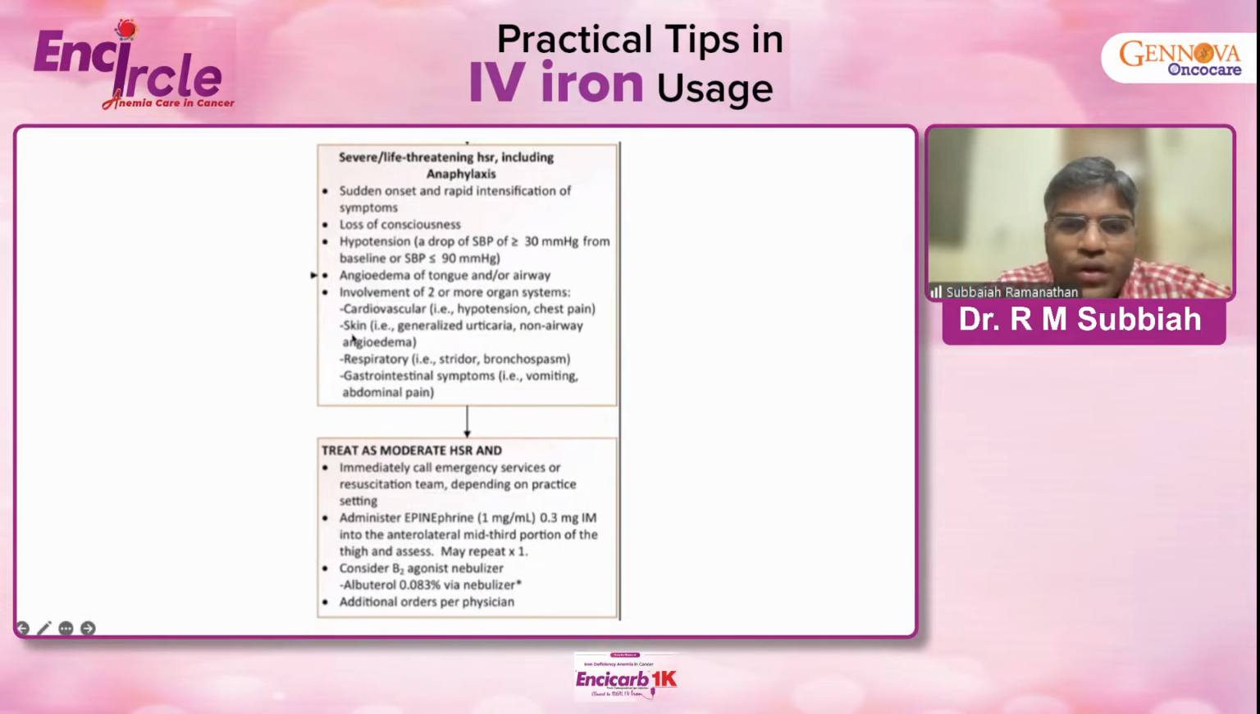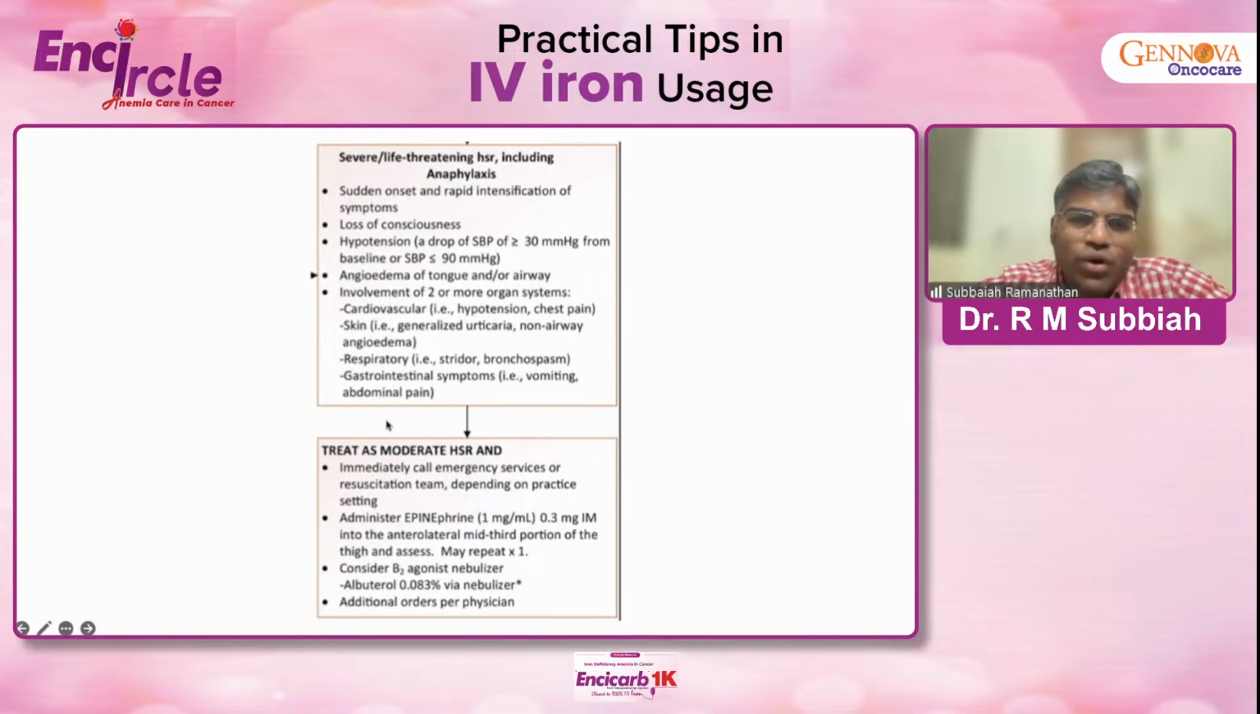And two or more organ systems. Cardiovascular, you have to see for hypotension, chest pain. Skin, he'll have urticaria, generalized, not localized, and non-airway angioedema can happen. And respiratory, there will be stridor, bronchospasm, GI symptoms in the form of vomiting and abdominal pain.